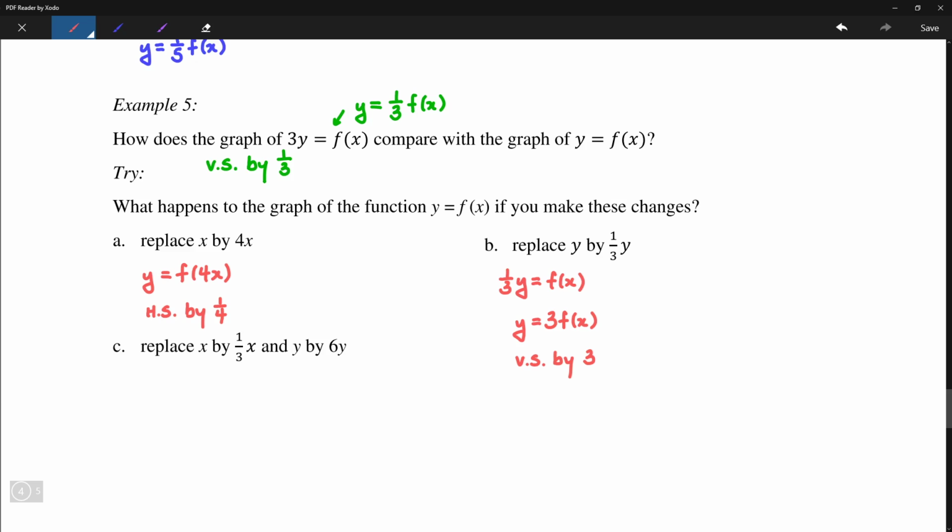Okay, finally, last part, 2 replacements. So we have 6y is equal to f of 1/3 x. Okay, so y is equal to 1/6 and then f of 1/3 x. That's better. So this would be both a vertical stretch by 1/6 and also a horizontal stretch by 3. Not 1/3, but 3. Alrighty.